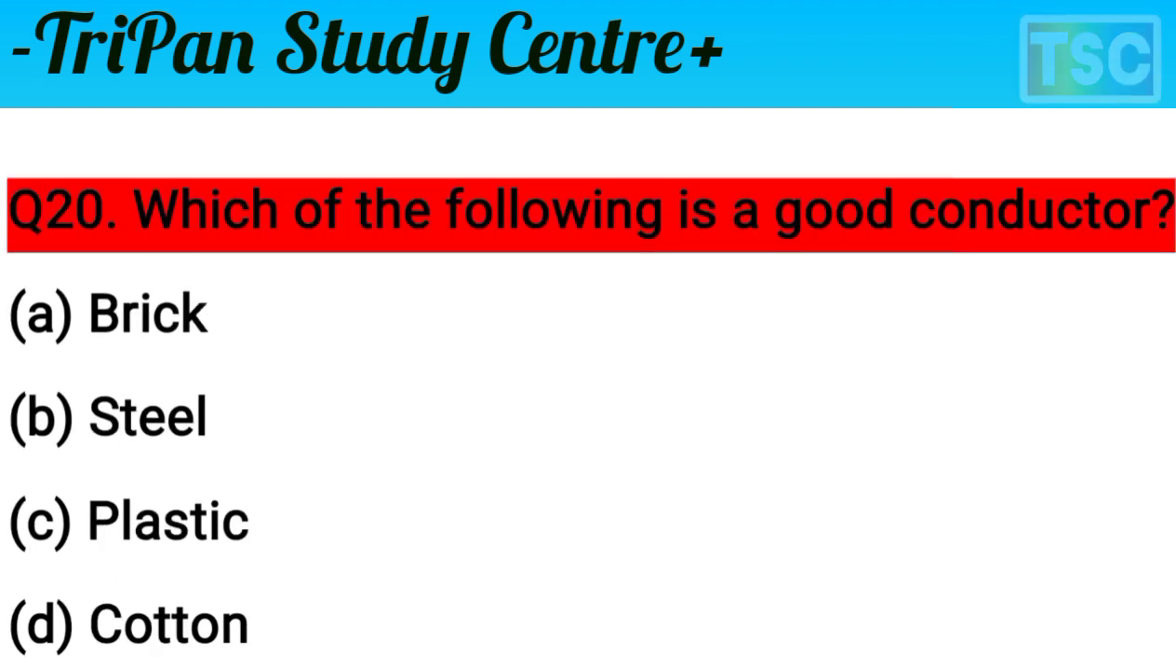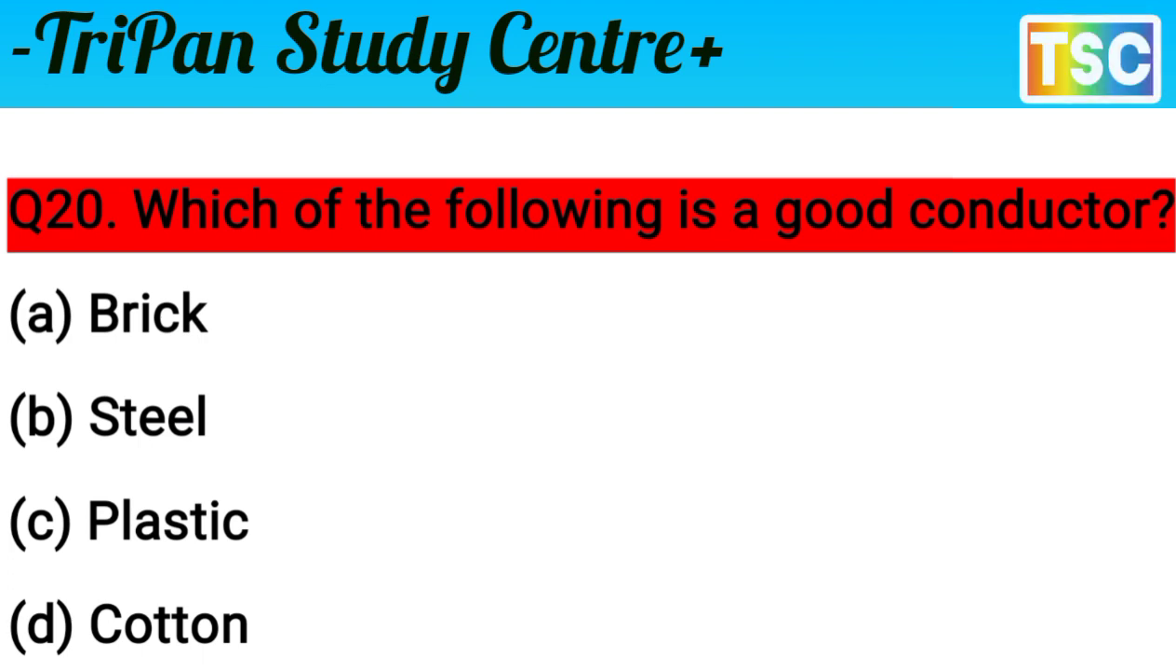The next question on your screen. Which of the following is a good conductor? निम्नलिखित में से कौन सा एक अच्छा चालक है? आपको समक्ष कुछ ऑप्शन दिए गए हैं और उसमें से आपको बताना है कि कौन सा अच्छा चालक है। चालक का मतलब होता है दोस्तों जिसमें से विद्युत धारा आसानी से पास हो जाती है, उसे हम चालक कहते हैं, यानी कंडक्टर। तो हमारा ऑप्शन है ए ब्रिक, बी स्टील, सी प्लास्टिक, डी कॉटन। Which of the following is a good conductor?